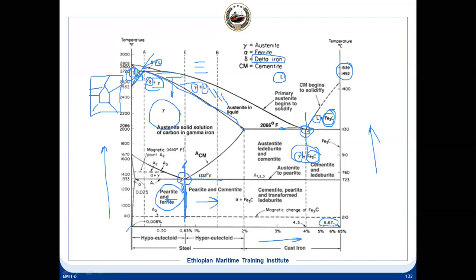And this is called, this is solid, this is also solid, this is single phase, this is more than one phase. So this is called eutectoid temperature. And this is around 723 degree centigrade. Now let's see this side, how it behaves.